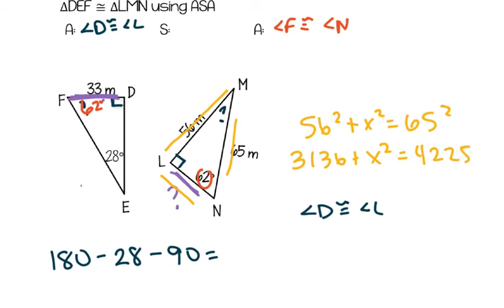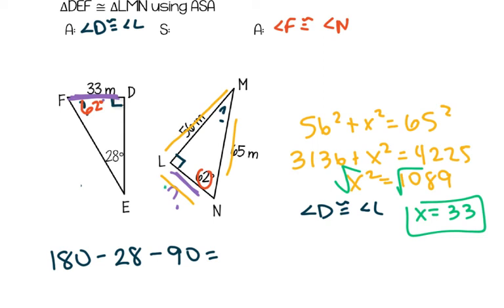And I'm going to subtract 3136 from both sides. So I'm going to have x squared is equal to 1089. And now I'm going to take the square root of both sides. And I get x is equal to 33. Okay, the good news is that that matches FD.